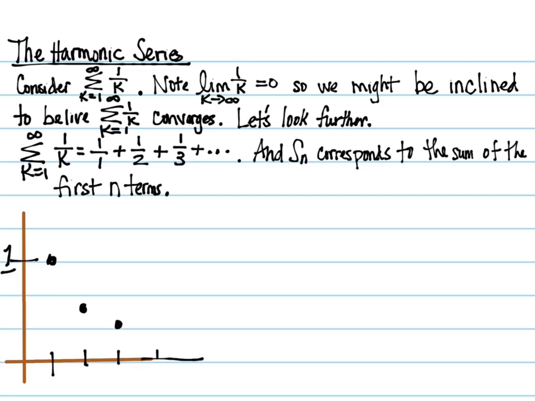And when k is equal to 4, you have 1/4. And these are distinct points, right? This is not continuous, actually. These curves that we're looking at have discrete inputs, okay? Because they're sequences, they're not actually functions with continuous inputs. So S sub n corresponds to the sum of the first n terms.